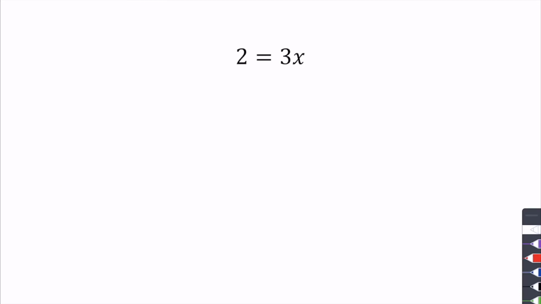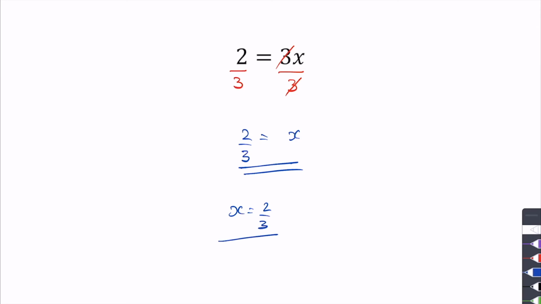So I have 3 times x on the right hand side. I need to remove the 3. So I divide by 3 on both sides. The 3's just cancel, and I'm left with 2/3 is equal to x. If I want to, I can always write it as x is equal to 2/3. It's exactly the same thing.